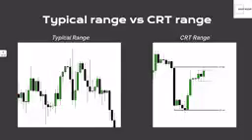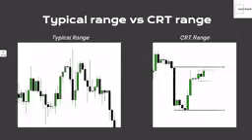So, a lot of you guys may be confused. What is a CRT range and what is a typical range? So a CRT should be very, very obvious. It should not be hard to spot. For example, right here on the left, you're going to see a typical range. No true CRTs are forming in this range, as you can clearly see. On the right, for example, we have a CRT range.